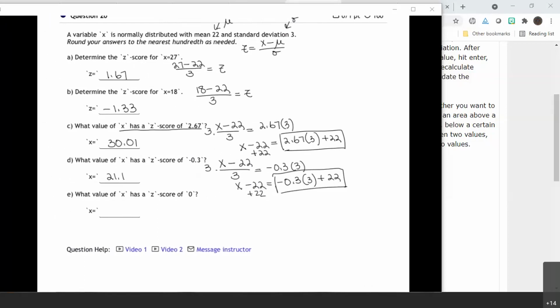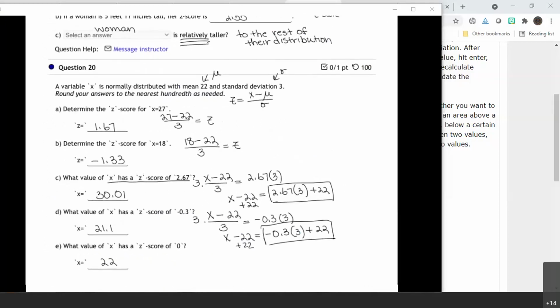The last one's a gimme. It's real easy. What value of X has a z-score of 0? That's always the mean. Everybody okay with this? Anybody have questions on it? Any questions on any of these? Are we good?